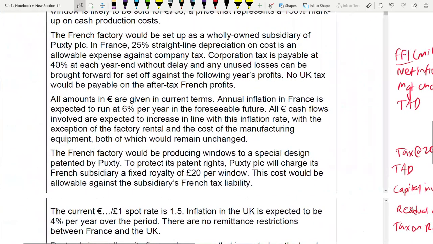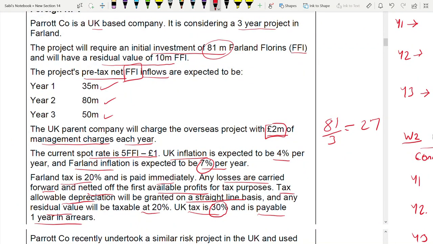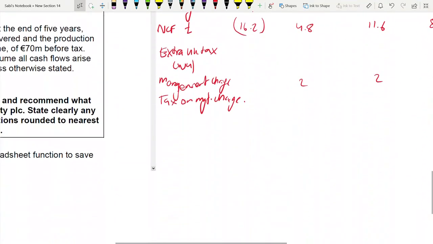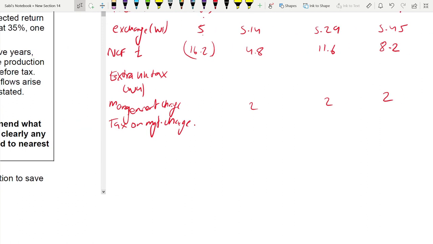In FFI, it is 20%. But you have to take the UK tax now. UK tax rate is 30%. So you have to take 30% fully, entirely. Okay? Double tax treaty does not come in management charges. It is only for the taxable profit of the country. That is when remitted, you have to take only the difference. So 30%.